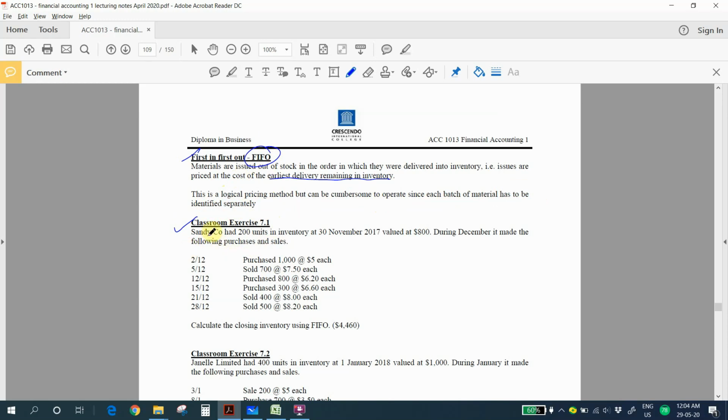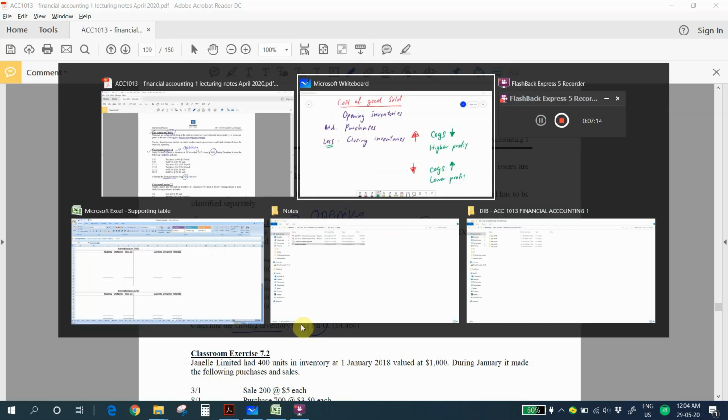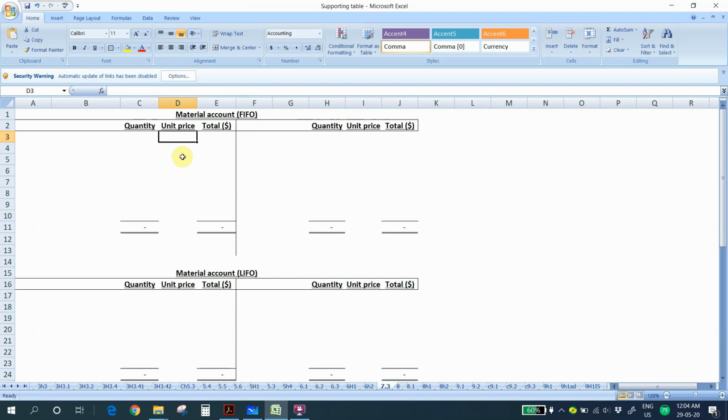So let's start. Sandy Company had 200 units of inventory at 30th November 2017, valued at 800. So this is the information of opening inventory. During December, it made the following purchase and sales. So this is the transaction during December. So they want us to calculate the value of closing inventory by using the FIFO method. So let's start. I will use an Excel to present my answer, but the overall method will be the same. So you can draw something like your T account.